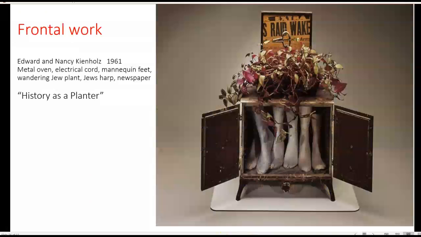Here's another one. This is by husband and wife team, the Kienholz. It's an old gas metal oven. Inside of that are nude mannequin feet. There's a plant up here. It's called a wandering Jew. Up on top of that is a musical instrument called a Jew's harp. There's a newspaper from World War II time. They are Jewish, and they often make very political statements. This one obviously has ideas about the Holocaust and World War II.